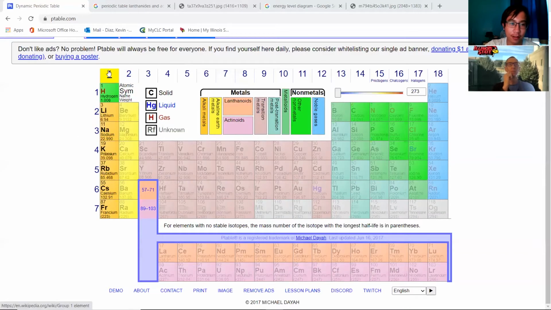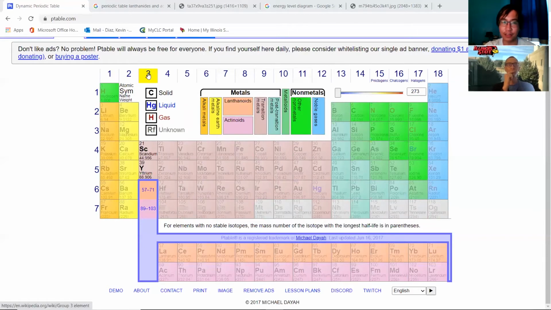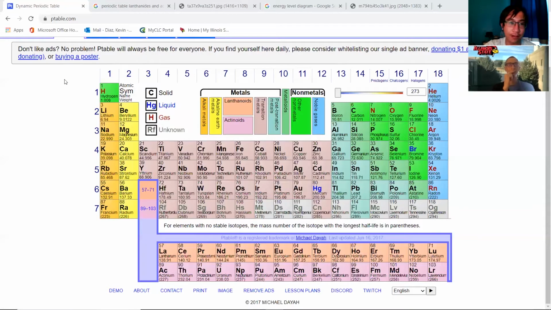And we also have the columns, which are the groups. So this is group 1, group 2. On this periodic table, they do 3, 4. Sometimes in other periodic tables, you'll skip from 2 all the way to 3 here, and it might be subcategorized as in A or B. Like this group 3 may be considered group 1B, and I'll go over that a little bit more.